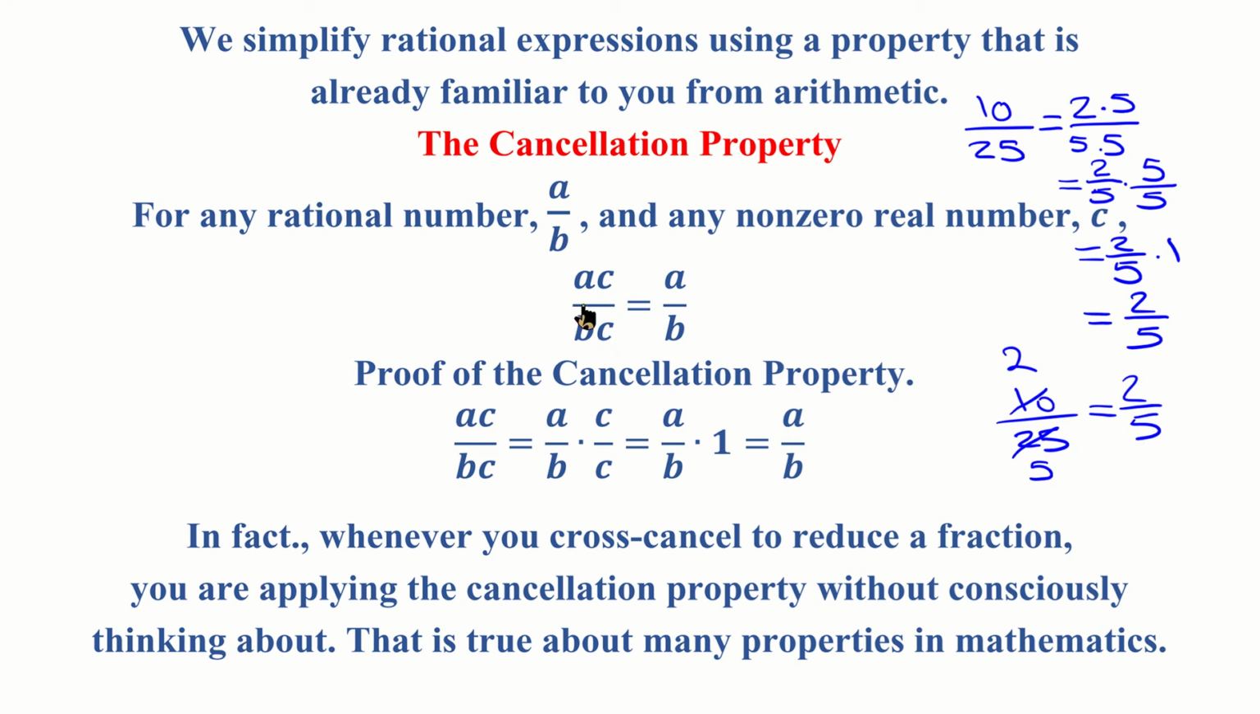In general, we say if we have AC over BC, that's going to equal A over B. We're basically canceling the C's. Once again, just like we explained here, the reason this works is because we can take this and split it up like that. That's just by definition of multiplication of fractions. And here we know that any number goes into itself once, so that's going to be 1. So we get A over B times 1, which is A over B. So this is called the cancellation property, and it is the same property we're going to use to simplify rational expressions.